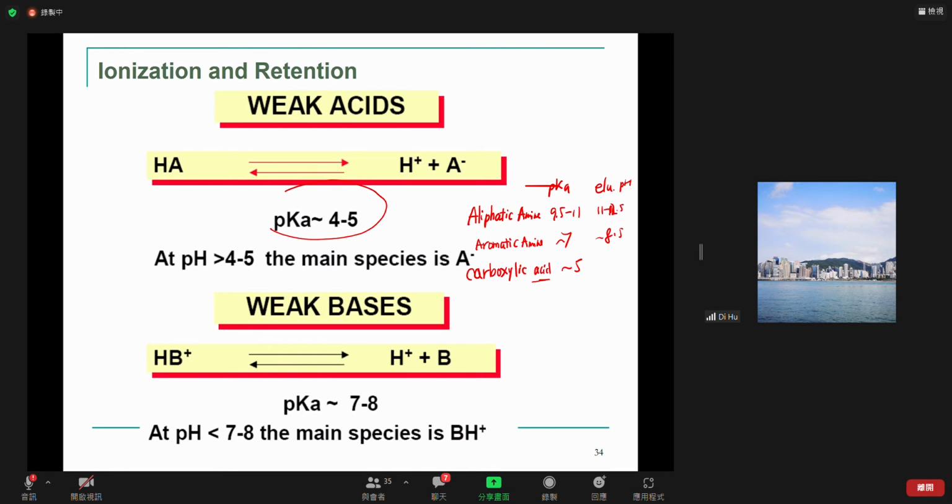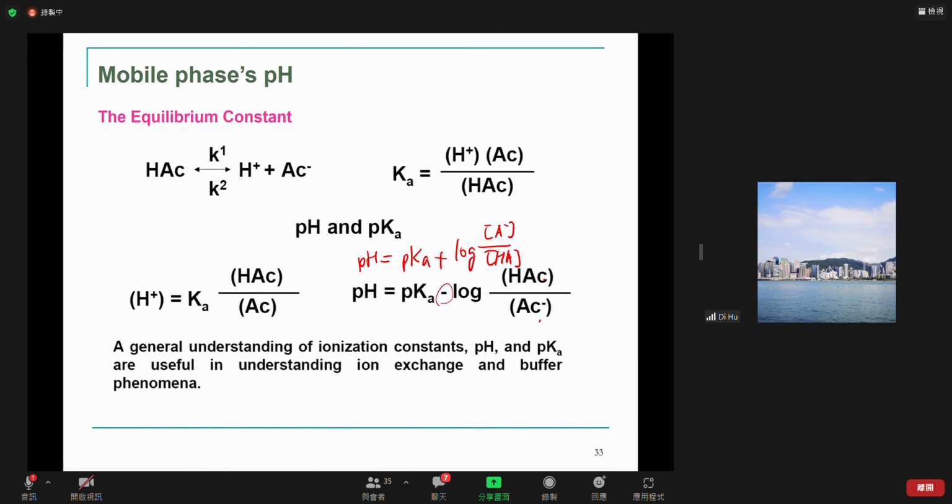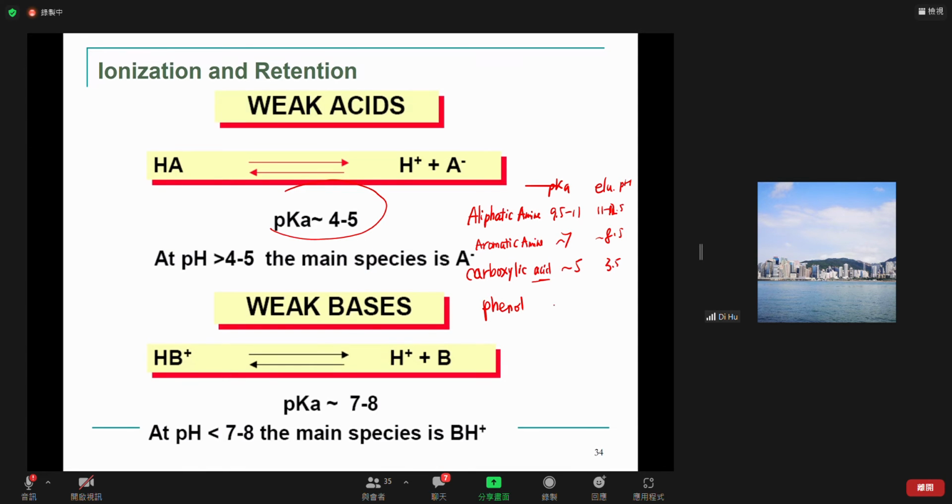So about 3 or 3.5 should be enough. And if it's a phenol, which is also a very weak acid, but it's carboxylic, sorry, around 8. And then with dilution, about 9. So this is something general for those kinds of things. And sugar should be pH larger than 12 or 13 for elution.